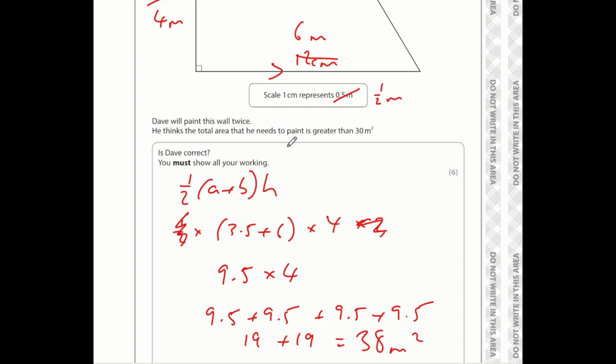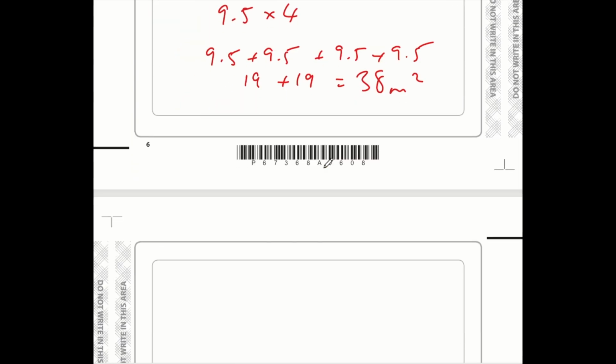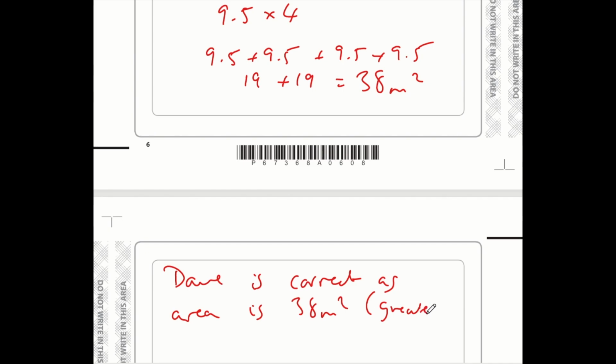Dave will paint the wall twice. He thinks the total area that he needs to paint is greater than 30 meters squared. Dave is correct, as the area is 38 square meters, and that is of course greater than 30 square meters. And I believe that is the end of section A.